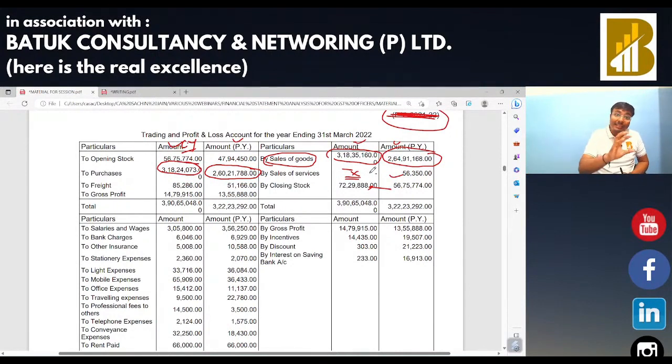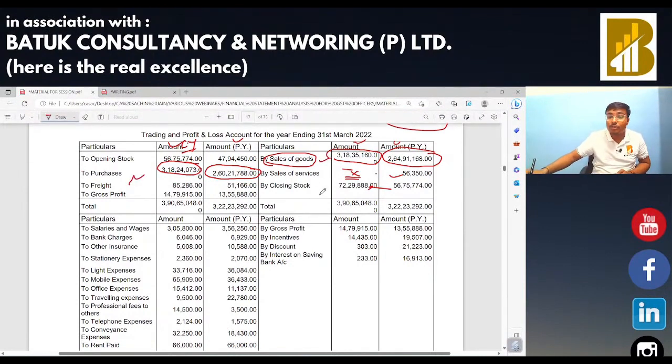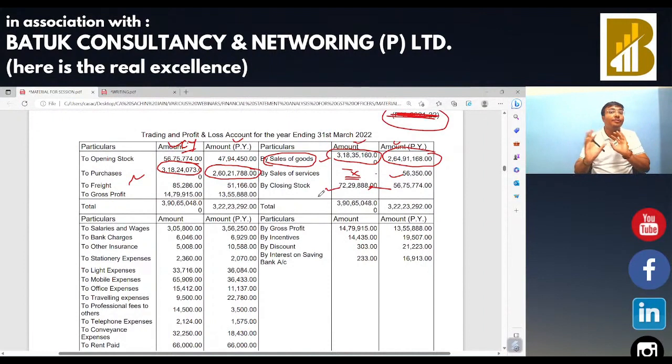Okay. So we need to analyze in that way that if purchase is bigger here, in that case sales also increased and the closing stock has also increased. So okay sir, there is no issue with that. That is the part of analysis of sales and purchase. That was the first point we had discussed.